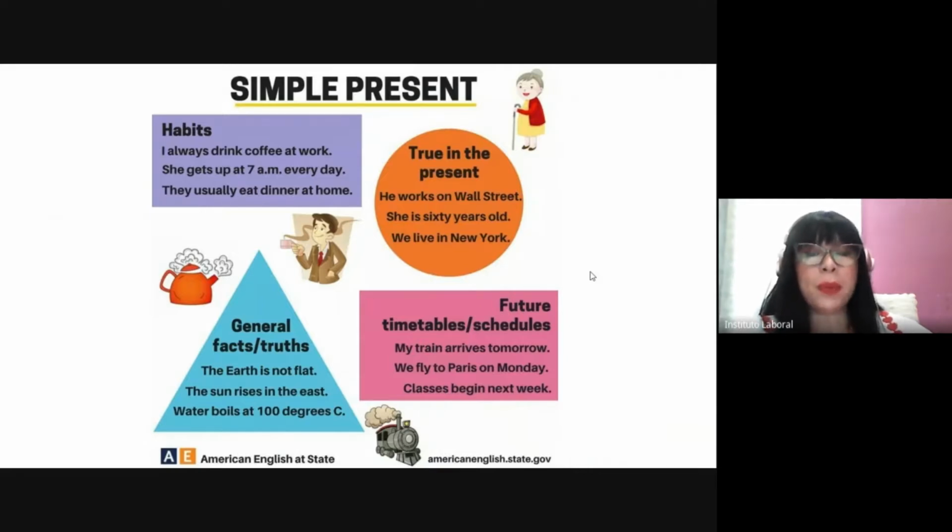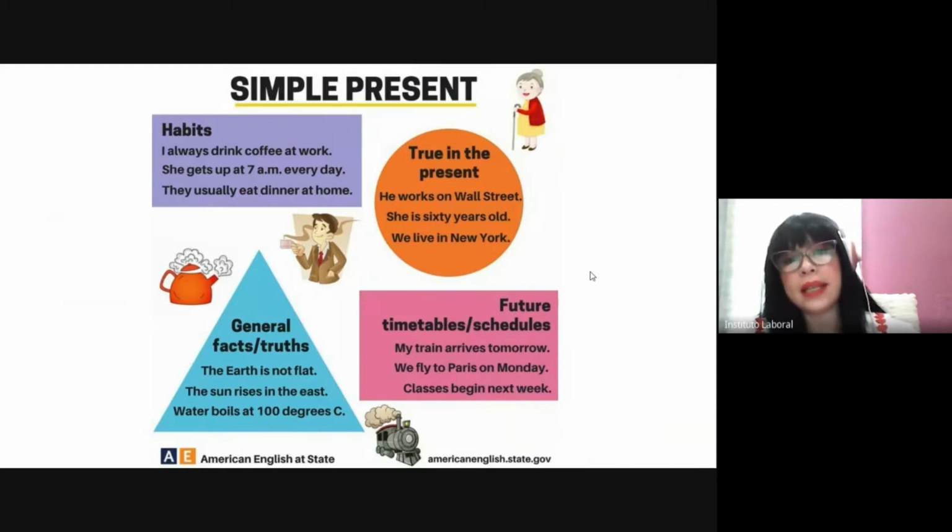Okay, simple present tense is used to express habitual actions, things that we do every day. So we call them daily routines. I always drink coffee at work. She gets up at 7 every day. So it means from Sunday to Monday, she gets up at 7 a.m. every day. So the whole week. They usually eat dinner at home. Sometimes we use adverbs of frequency to express how often you do something.